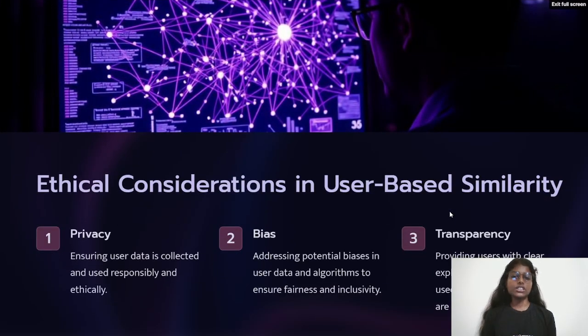Ethical considerations in user-based similarity. Privacy: ensuring user data is collected and used responsibly and ethically. Bias: addressing potential biases in user data and algorithms to ensure fairness and inclusivity. Transparency: providing users with clear explanations of how their data is used and how recommendations are generated.